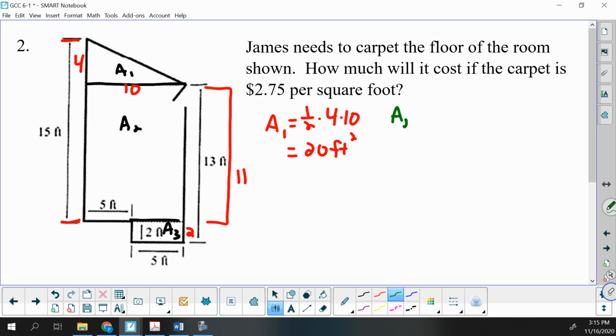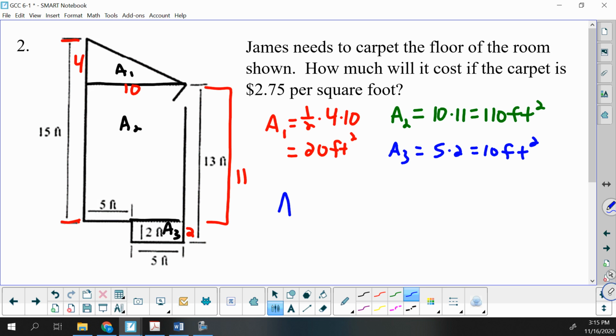Next up for area 2, it's just a rectangle, so a base times a height. We have a base of 10, and we had a height of 11. So we've got 110 feet squared. And then area 3 is also a rectangle. We've got a base of 5 and a height of 2, so we'll just get 10 feet squared. To find our overall area, we'll just add those all up. And that'll give us 140 feet squared.